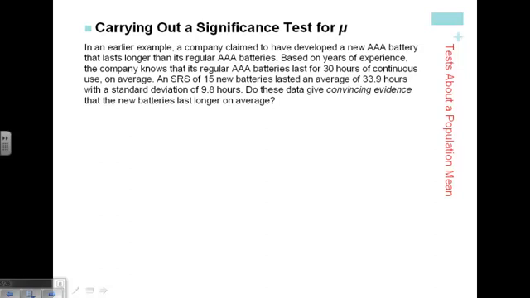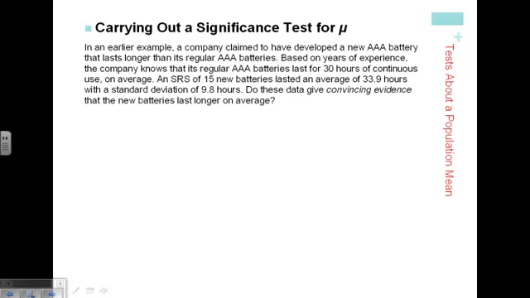These questions are actually becoming less and less contrived and more like what's really going on when people use statistics in the real world. So, a company claims that their new AAA batteries last longer than their normal AAA batteries. Based on years of experience, it knows that the old batteries lasted 30 hours. Maybe I can put this in the context of you working for Consumer Reports, which rates and tests things all the time.